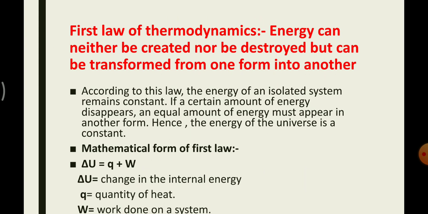And the mathematical form of the first law is delta U is equal to Q plus W. Delta U is nothing but the change in the internal energy, Q is nothing but the quantity of heat, and W is nothing but the work done on a system.